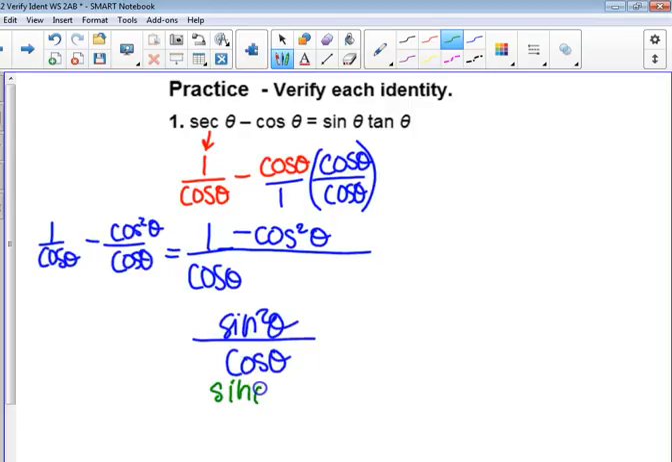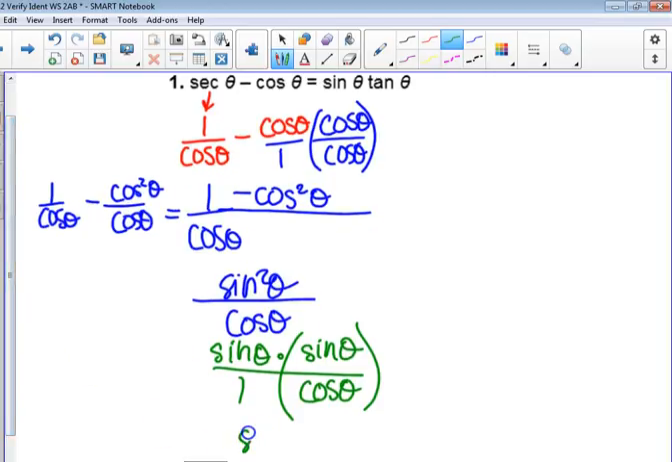Right now it says sine squared, which is really sine times sine, all over cosine. Since it's multiplication, can I just do that? However you want to explain it, it's sine times tangent.